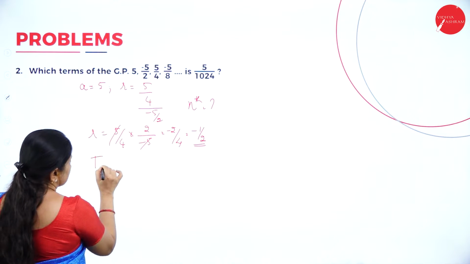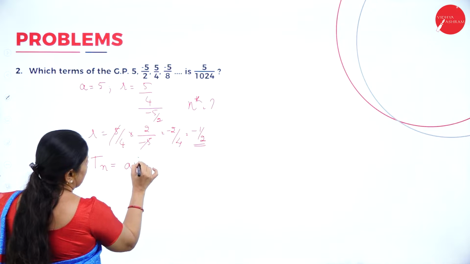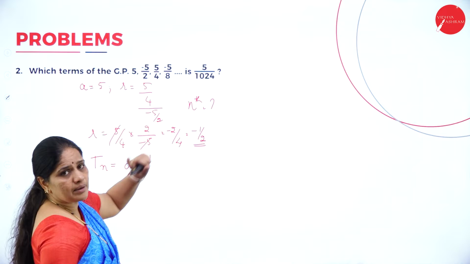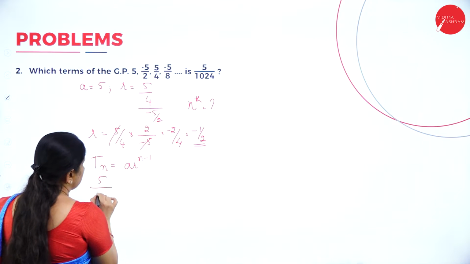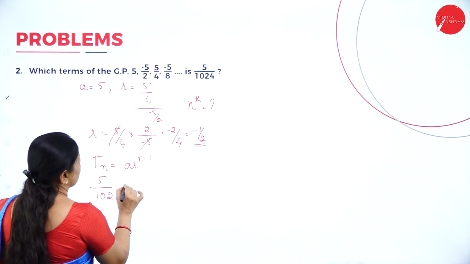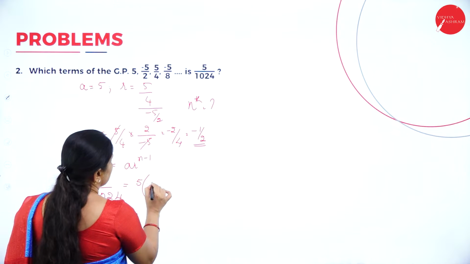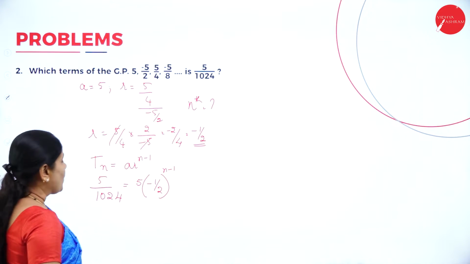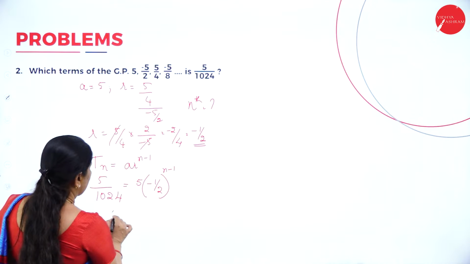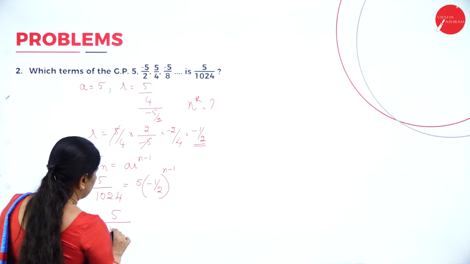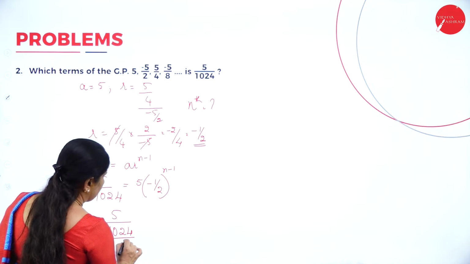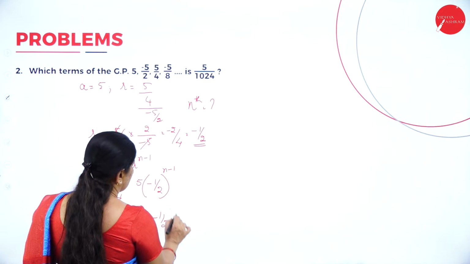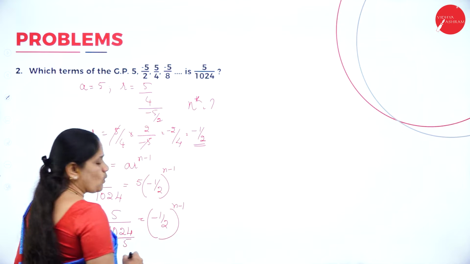So I write Tn equals AR to the power of n minus 1. So what is the term given here? 5 divided by 1024 equals 5 into minus half to the power of n minus 1. Now, I simplify this further. 5 by 1024 divided by 5 equals minus half to the power of n minus 1.